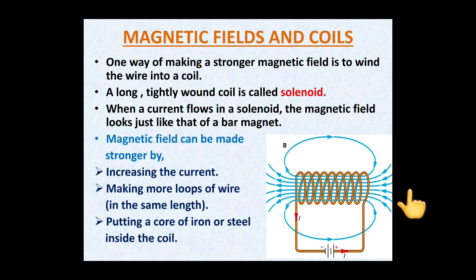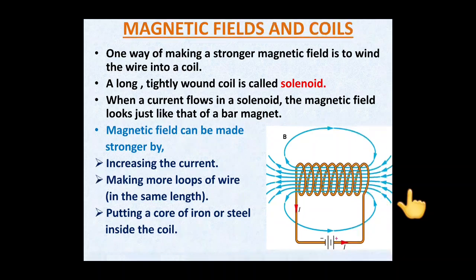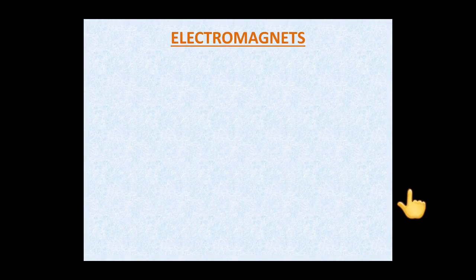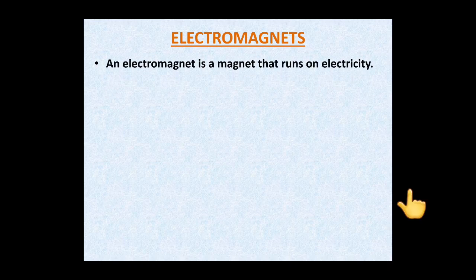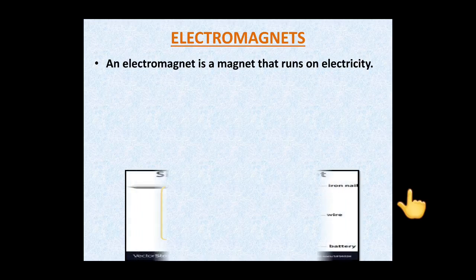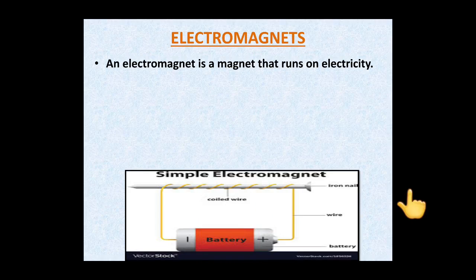Next, we are going to discuss electromagnets that work on the principle of electromagnetism. An electromagnet is a magnet that runs on electricity. We can create a simple electromagnet at home as shown in the diagram. Wind a piece of copper wire around an iron nail. Connect the ends of the copper wire to the battery. When current flows through the wire, your electromagnet is ready.